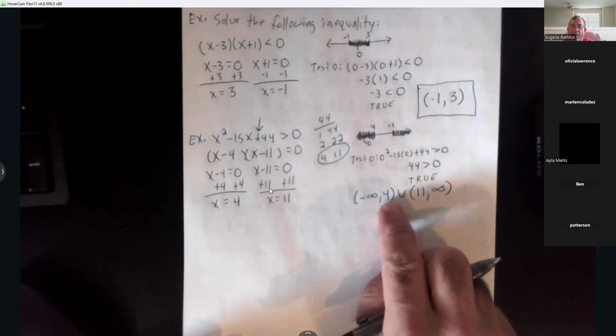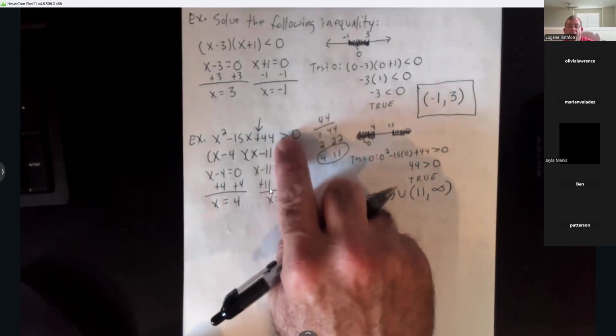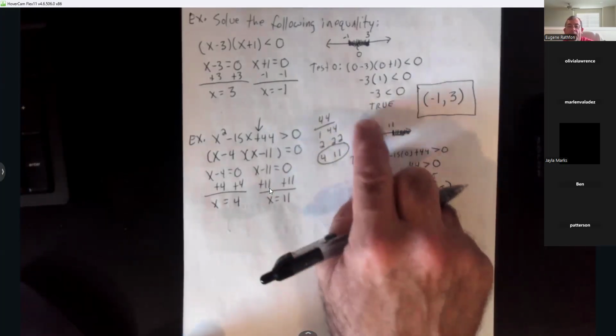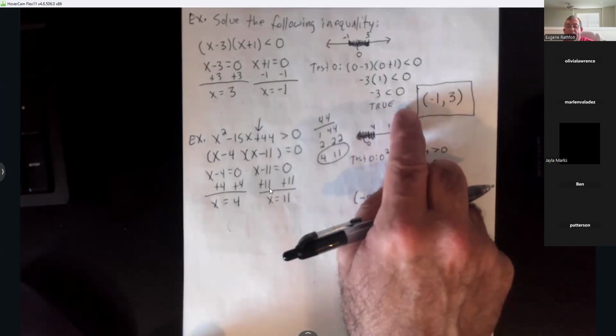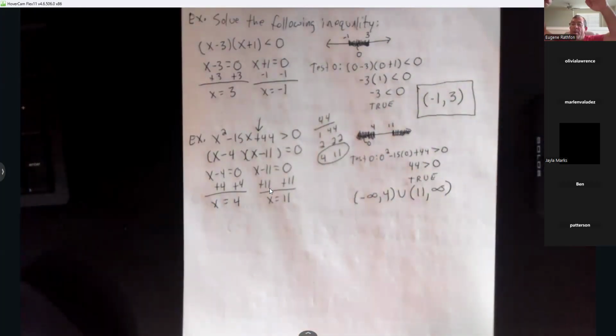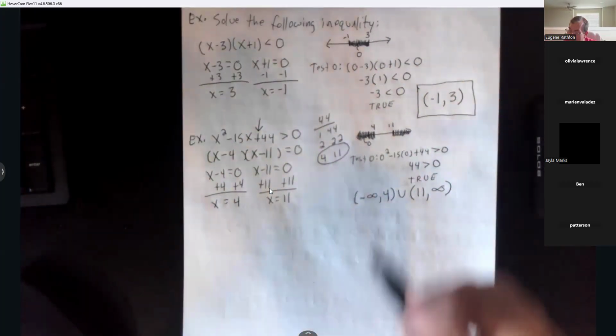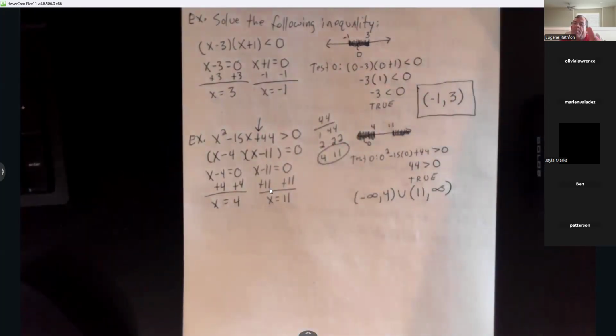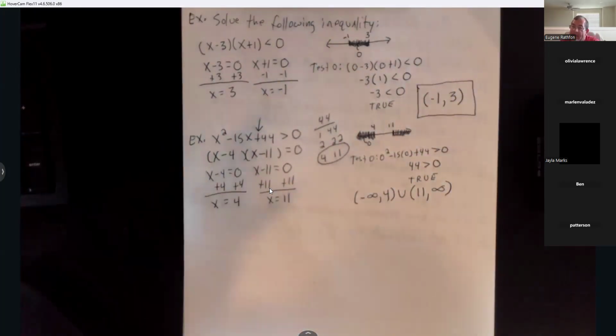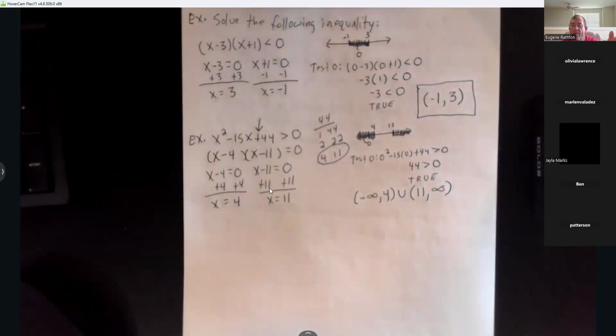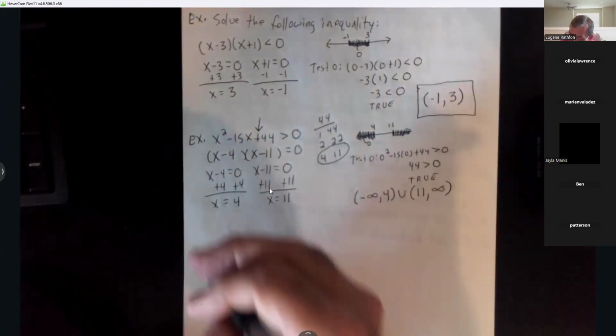Hey, y'all, that's a trick on these. Now, since this was greater than, when you graph it, this side and this side will both be above the x-axis, and then from 4 to 11 would be below it because it's less than. But we wanted the greater than, so that's going to be the two parts that are above the x-axis.